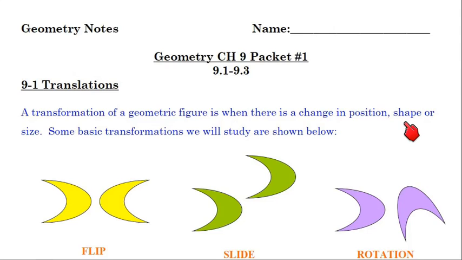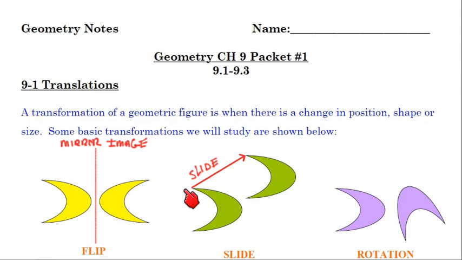We'll not as often change the shape or the size, but we have a flip. You can think of it like a mirror image, so there's some line that it flips over. We have a slide, so we move a point from one point to another point, and then we have a rotation or a turn, so we take a point or a round point, we turn the whole thing so that it's in a different orientation.